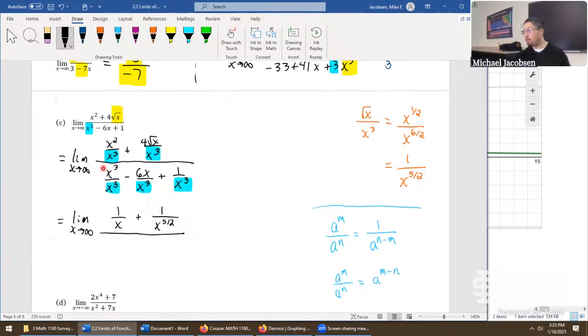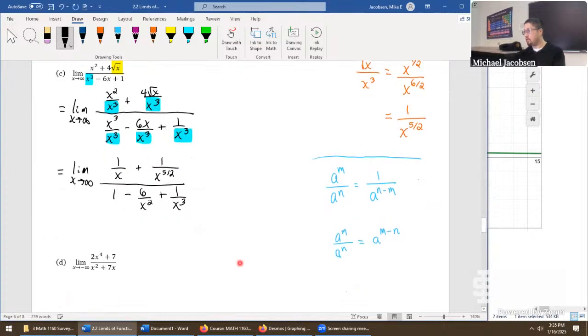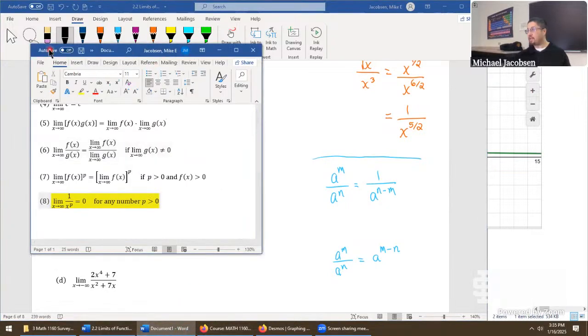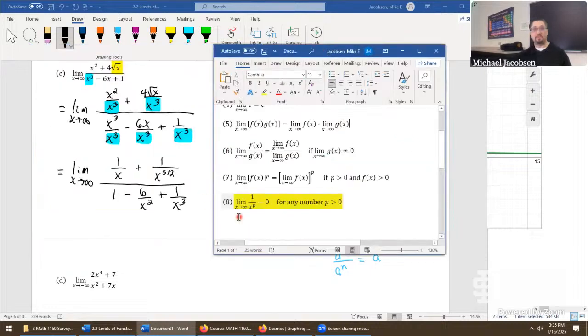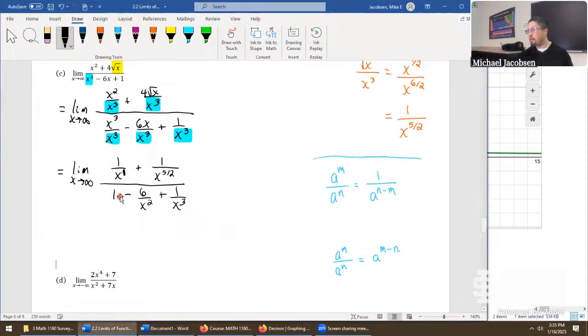Then finally, we have 1 minus 6 over x squared plus 1 over x cubed. So we're just about there. At this stage, we go back to Property number 8. Again, we use this a whole bunch. Anything that has x to a power, and that power is positive, will go to 0 in the limit. Let's write in some of the powers for the ones that are missing. If you have just x, it's really power 1.